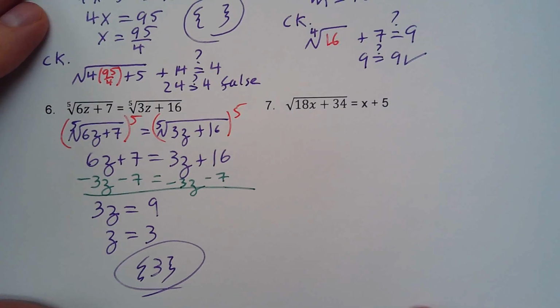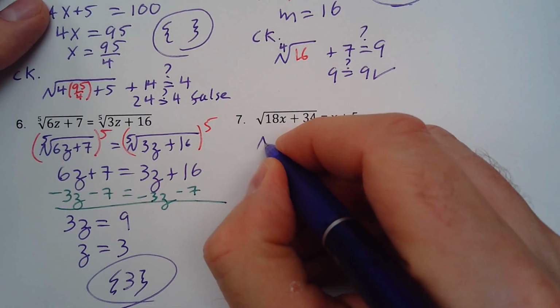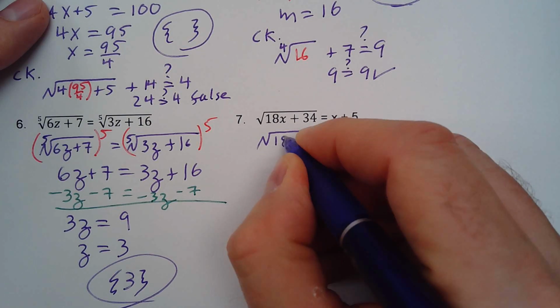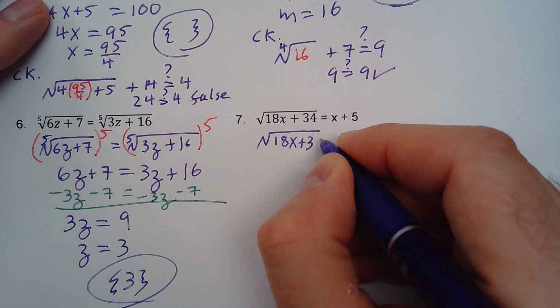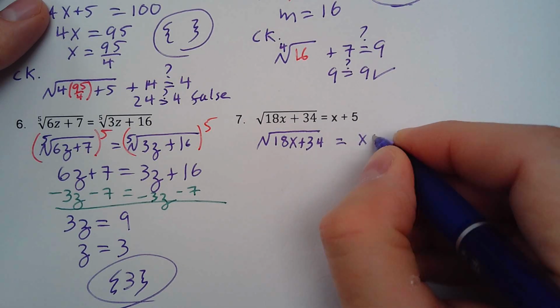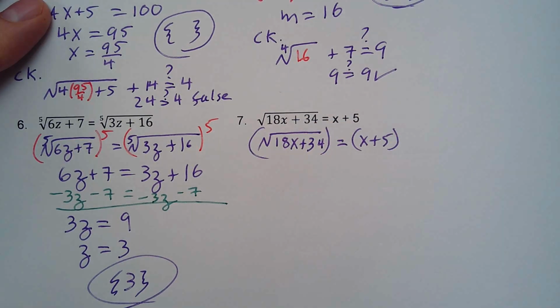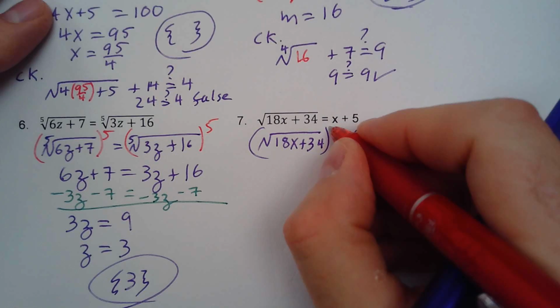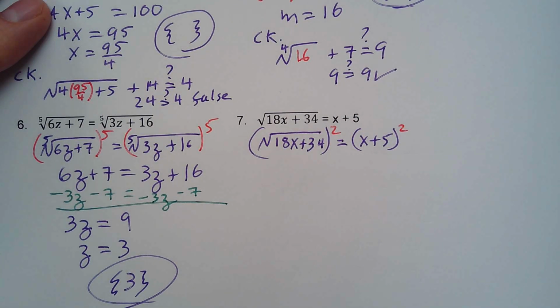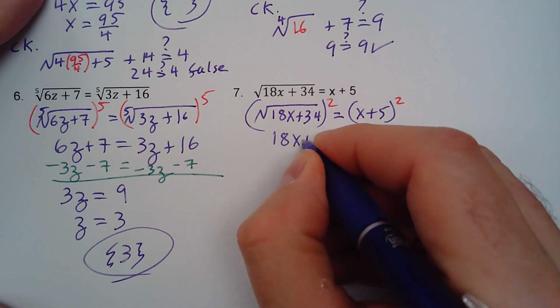All right, let's try this next one. So here I need to square both sides. It's an even root here, so I'm raising to an even power, so I am going to need to do a check on this. So here we're going to get 18x plus 34.